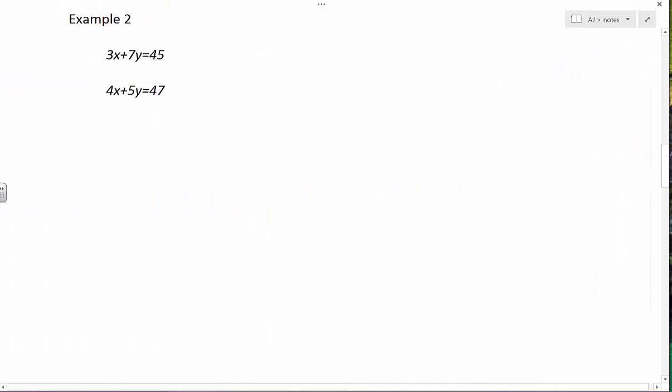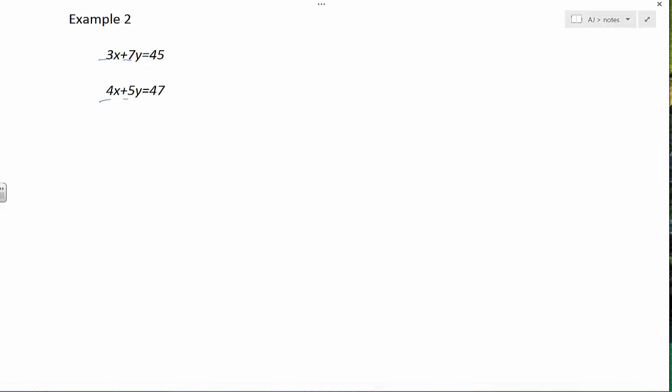So let's use this second example to figure out exactly what we did in the previous one in a more systematic way. 3x plus 7y is 45, 4x plus 5y is 47. They have nothing in common, we can't compare them, so we need to scale them up to either make the x's the same or make the y's the same by looking at the lowest common multiple of those, or indeed any common multiple of those. So we can either look for the lowest common multiple of 3 and 4, which is 12, or the lowest common multiple of 7 and 5, which will be 35. If we did that, we'd end up with much bigger numbers, but it would still work.